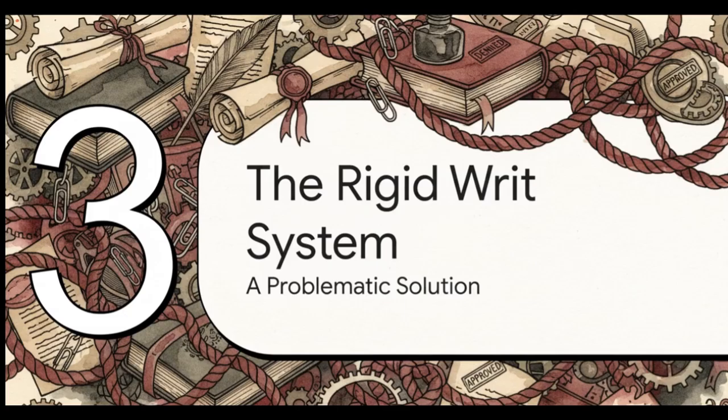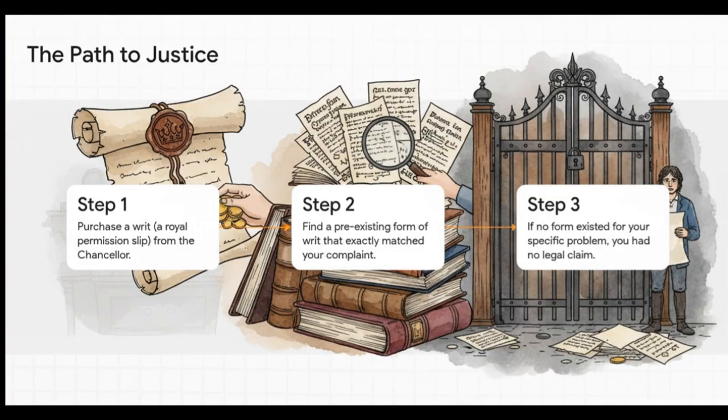But, and this is a huge but, this new unified system created a massive problem of its own. In its mission to create order, it became totally obsessed with procedure and paperwork. So back then, you couldn't just show up to court with a problem. No way. First, you had to go to the chancellor and literally buy a document called a writ. Think of it as a permission slip from the king.